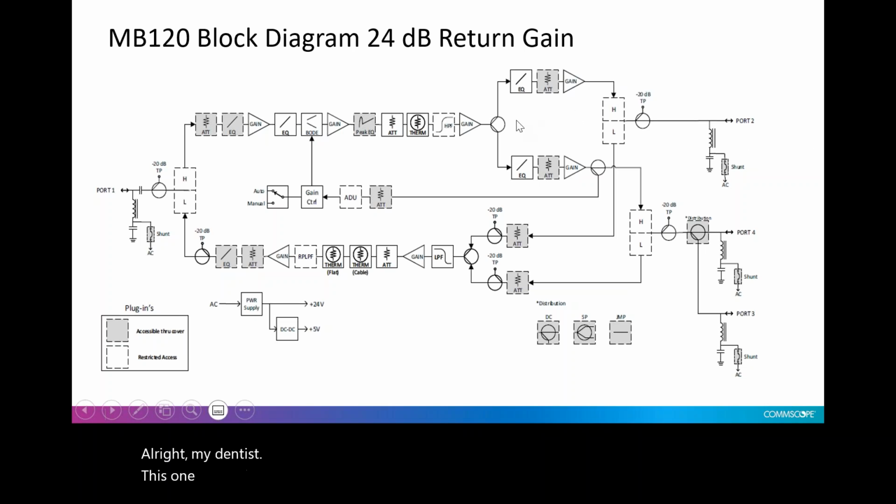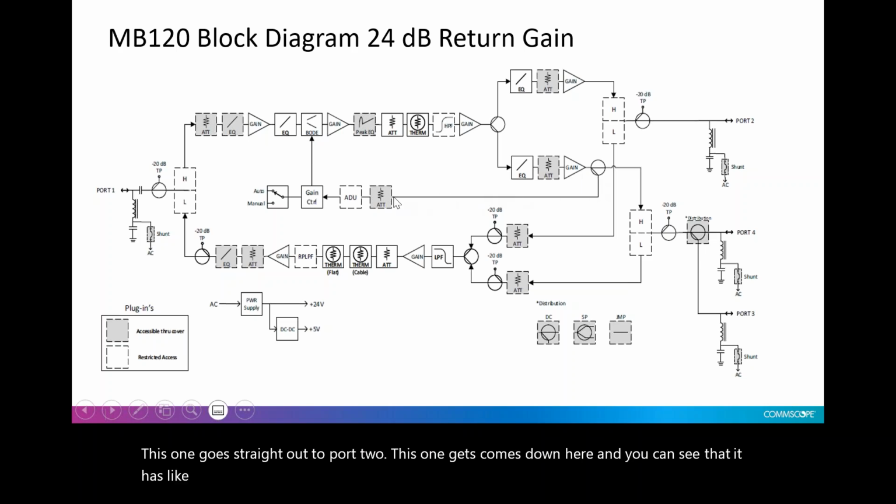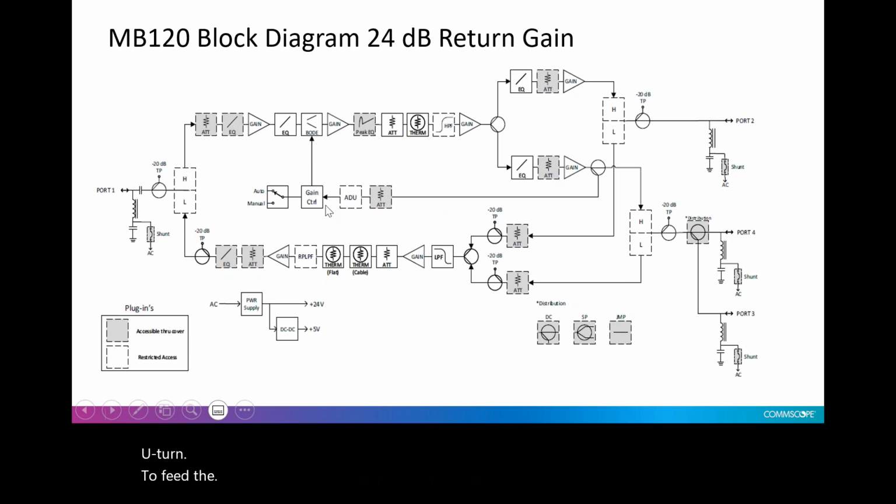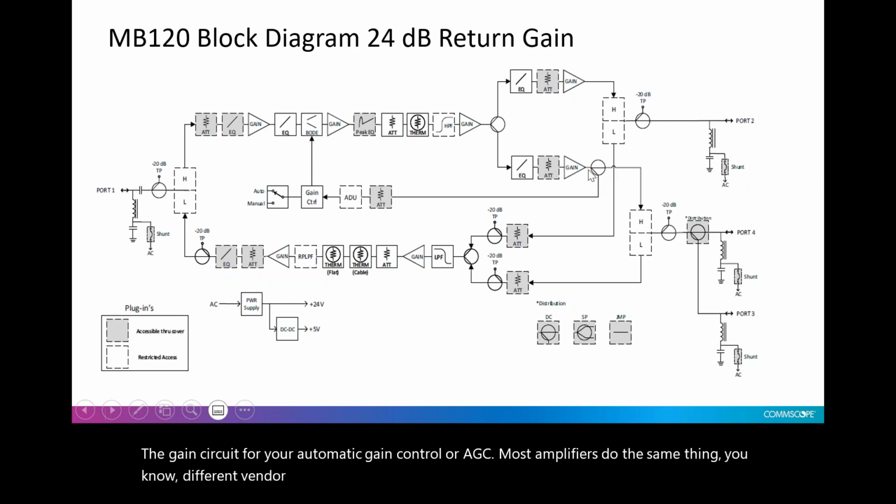This one goes straight out to port 2. This one comes down here. You can see that it has a little bit of a U-turn to feed the gain circuit for your automatic gain control, or ADC. Most amplifiers do the same thing, different vendor manufacturers.